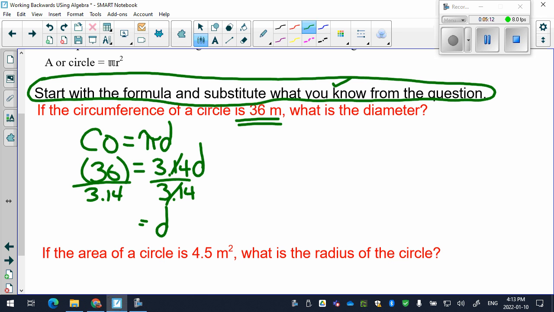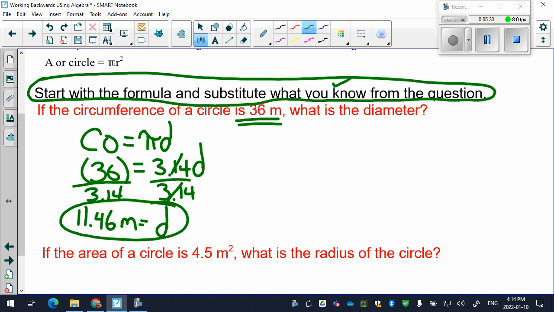But this is simply 36 divided by 3.14. I'm doing it at the same time you are. And that equals 11.46 meters. And that's all there is to that one.